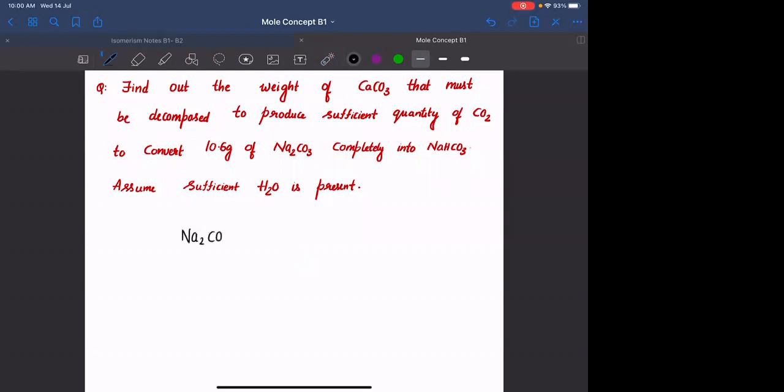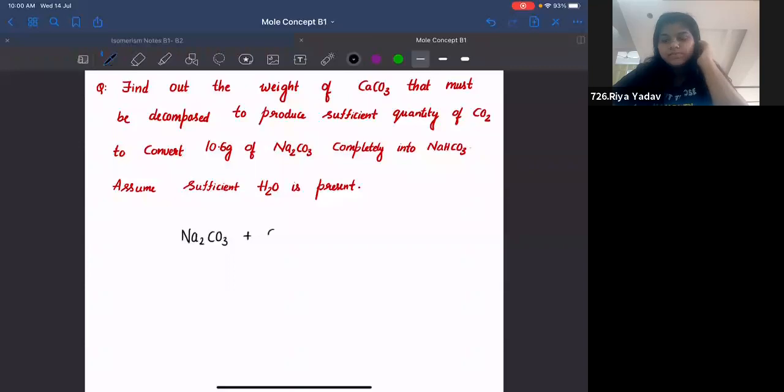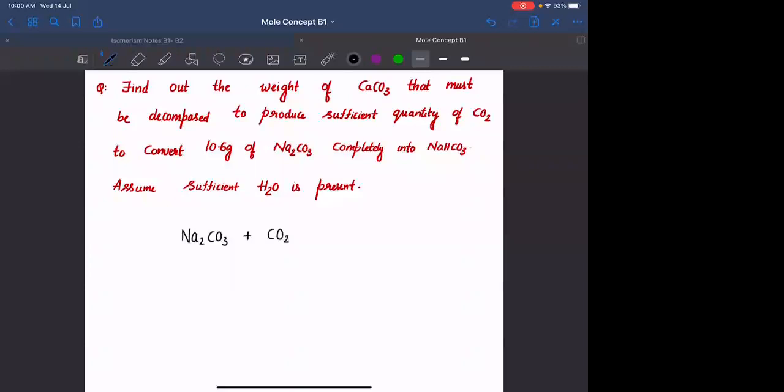Na2CO3 reacting with CO2. Suppose आप लोग इन दो को ही react करके if you are forming NaHCO3, can you do that? No, sir. No, because in the product you are having hydrogen. So in the reactants you need to have a component that is having hydrogen. So they are saying that assume sufficient H2O is present. So in the reaction you need to react that with H2O as well.